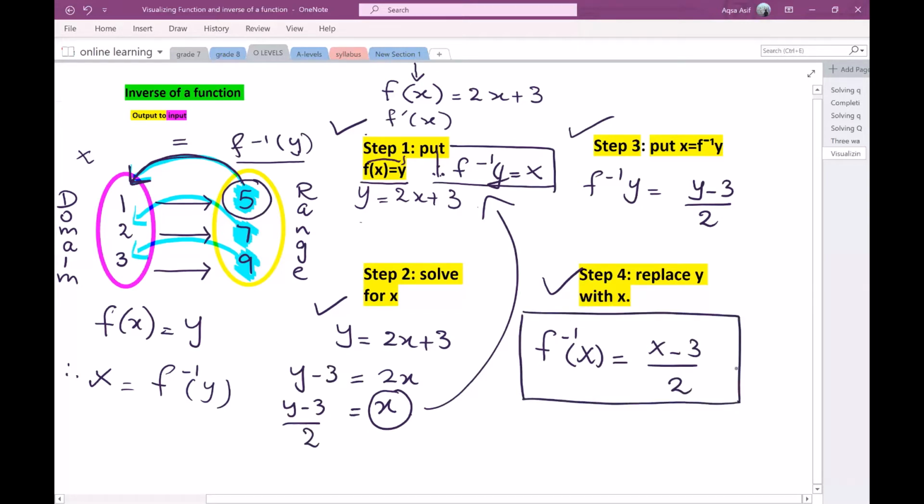This is it. Please keep this in mind. Inverse of a function is the reverse of f of x, and if f of x is equal to y, then x is equal to f inverse y.